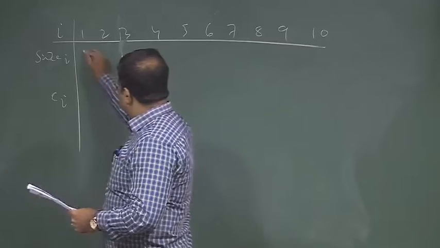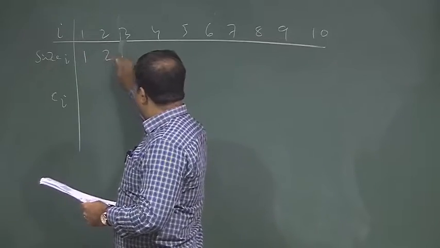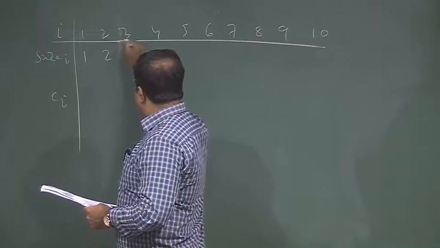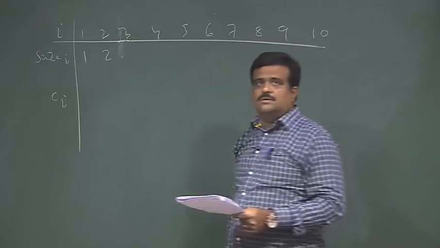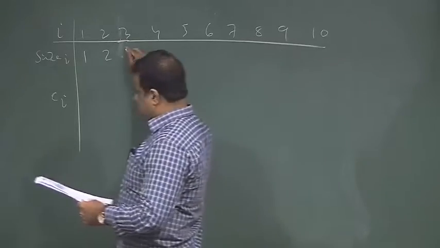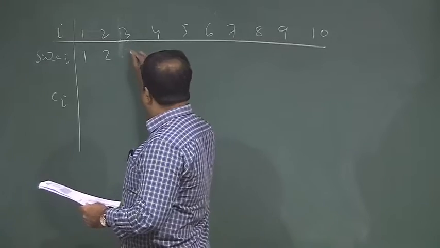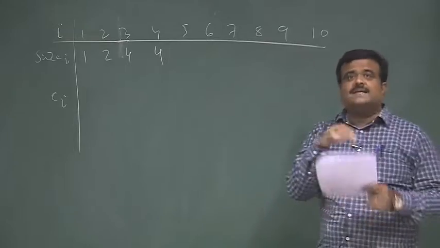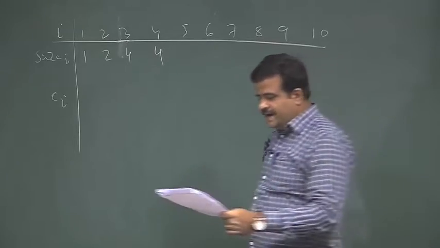So, if i is 1, table size is 1; if i is 2, table size is 2; if i is 3, there is overflow, so you have to double the table size. So it is 4, table size is 4, and similarly for i = 4. Once we come to i = 5, there is overflow, so table size will be 8.